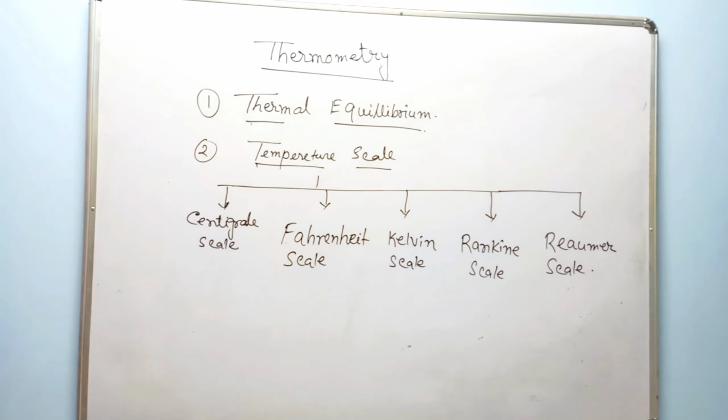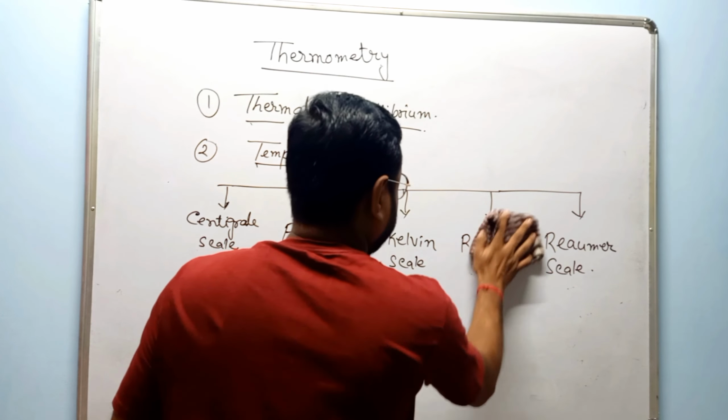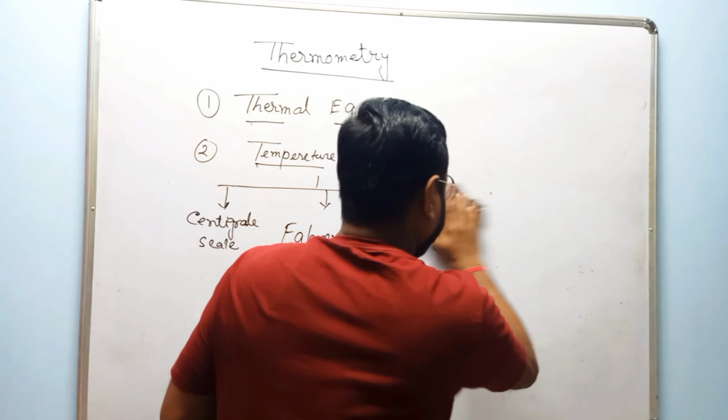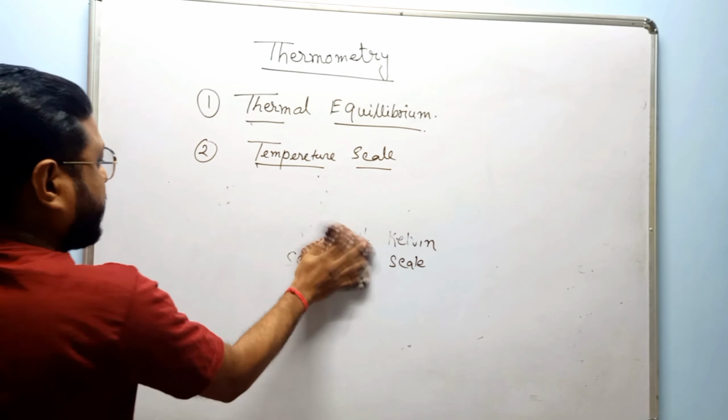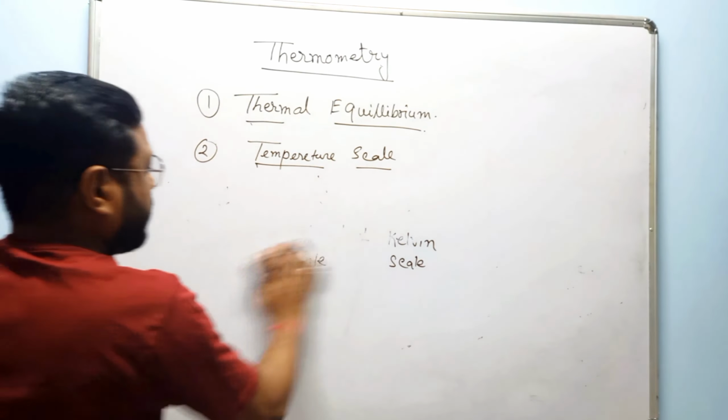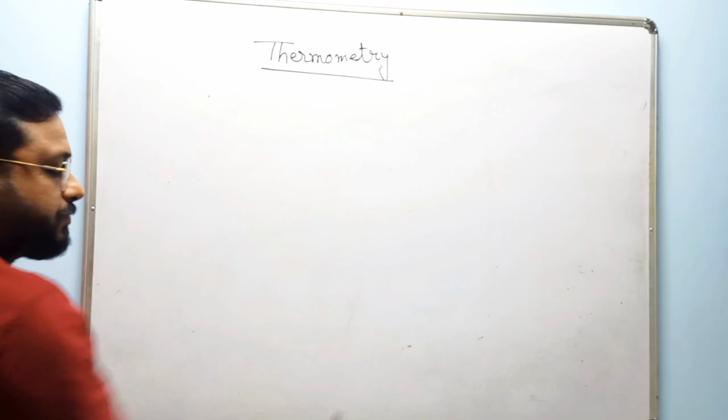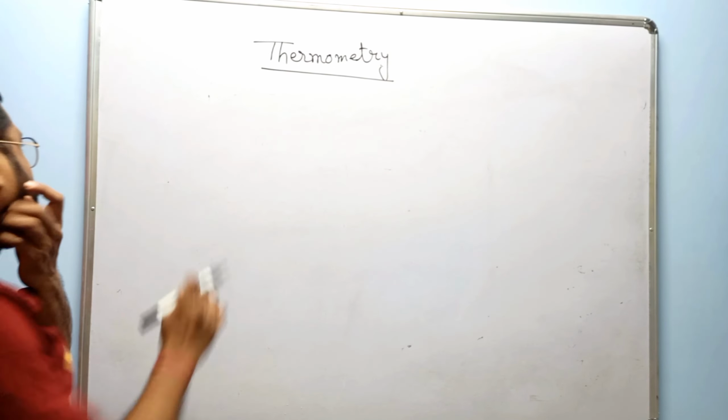Now we shall go with the temperature relation between these scales. These two scales, Rankine scale and Reaumur scale, are not used so much, so we have not discussed them here. So we only discuss the 3 types of scale, that is centigrade scale, Fahrenheit scale and the Kelvin scale.